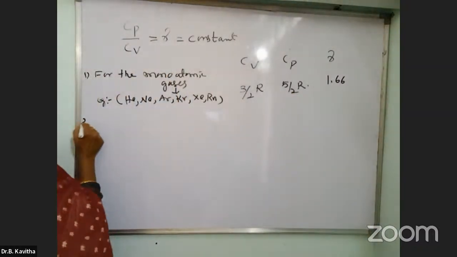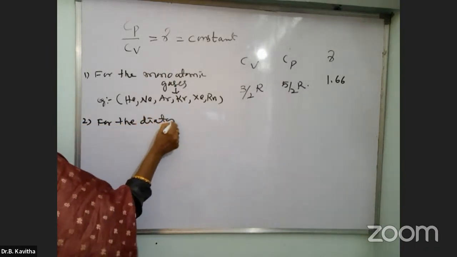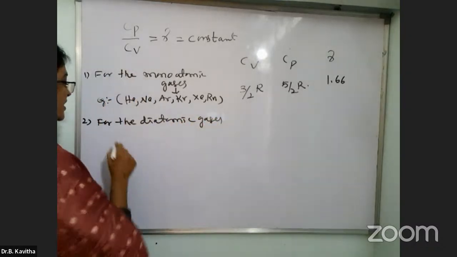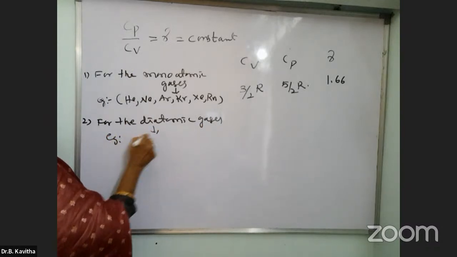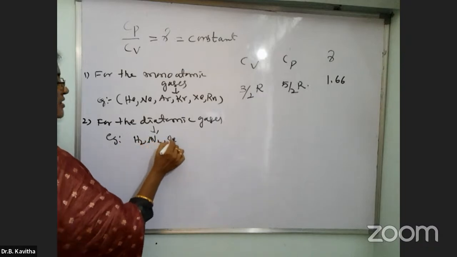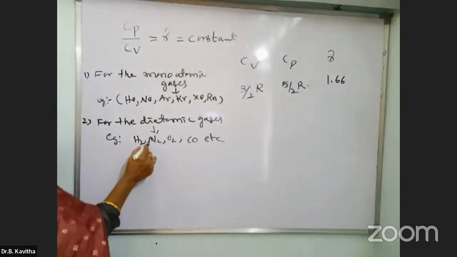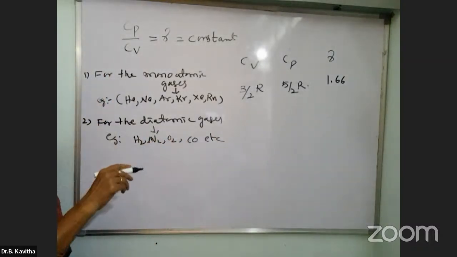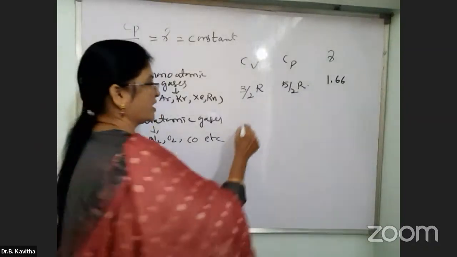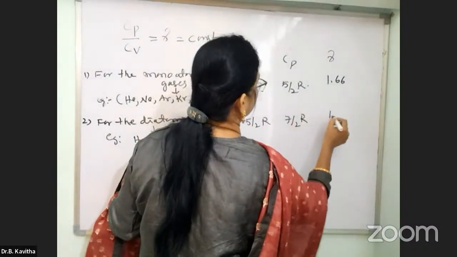The second one is for the diatomic gases. For diatomic gases, there must be two atoms. Examples you can write: hydrogen, nitrogen, oxygen, carbon monoxide, etc. Any two atoms make it diatomic. And for this one, the CV value is 5/2 R, and this is 7/2 R, and this is 1.4.